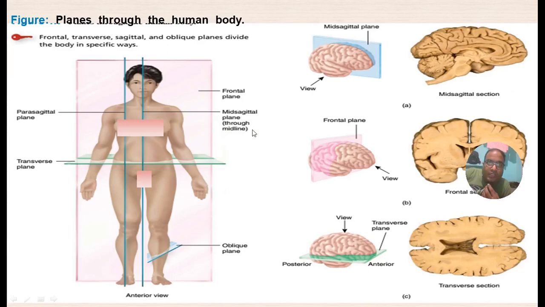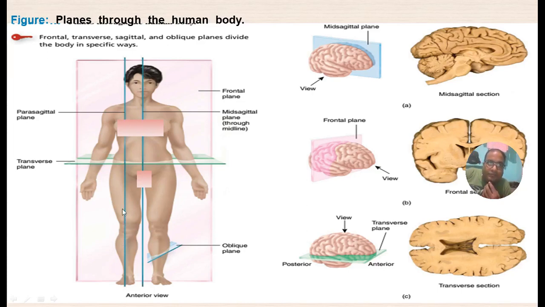This plane, the frontal plane, divides the body equally or unequally, you can say equally, into back and front, two equal parts. It means it passes from one lateral side to the other. And if the line passes away from the mid position, away from the mid-sagittal plane, this is called the parasagittal plane.